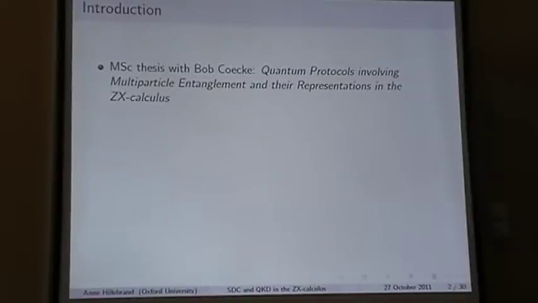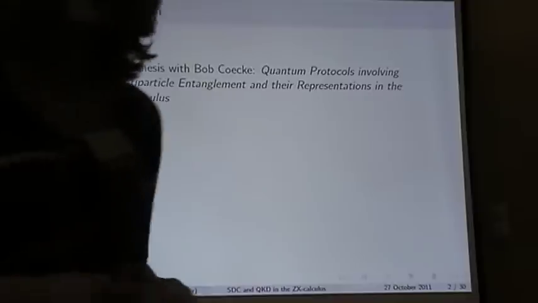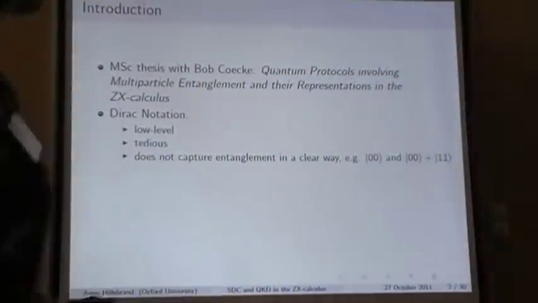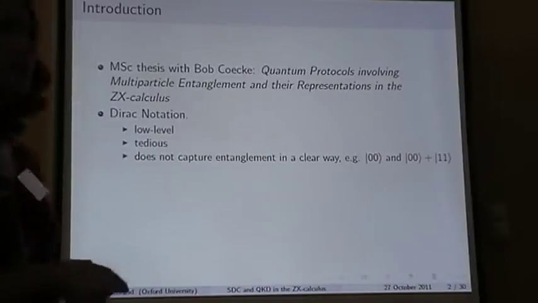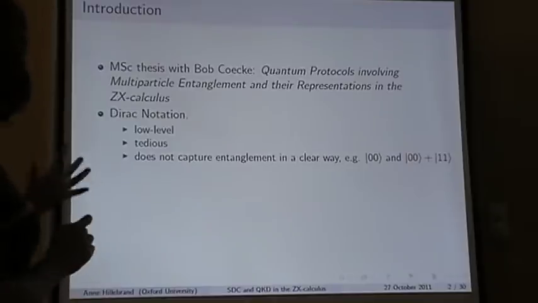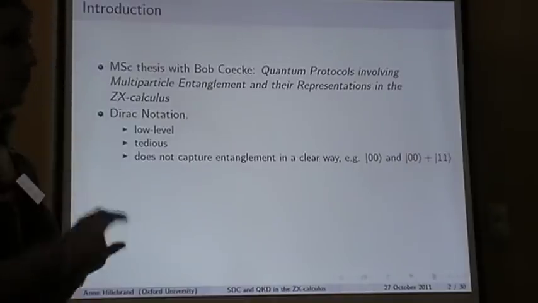I looked at lots of existing quantum protocols, about 25, and I represented them in the ZX calculus. And I tried to find an alternative way to prove that they work, so that they do what they're supposed to do. As you'll probably know, most quantum protocols are traditionally presented in Dirac notation. This is quite low level, can be quite tedious, regrouping terms, and I think most importantly, it's not always clear what's going on, because it does not capture entanglement in a very clear and intuitive way.